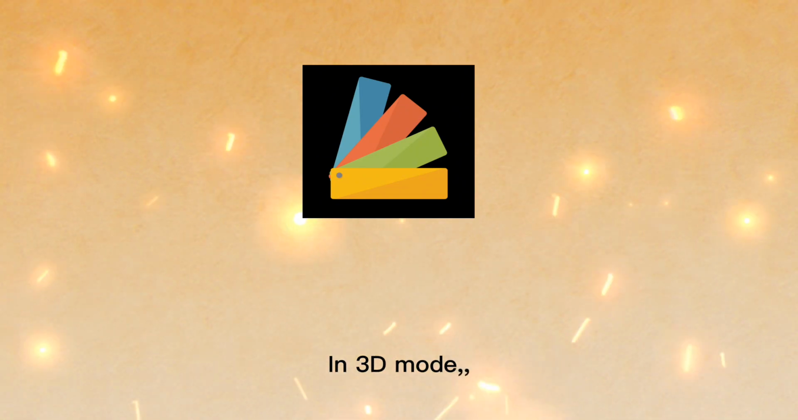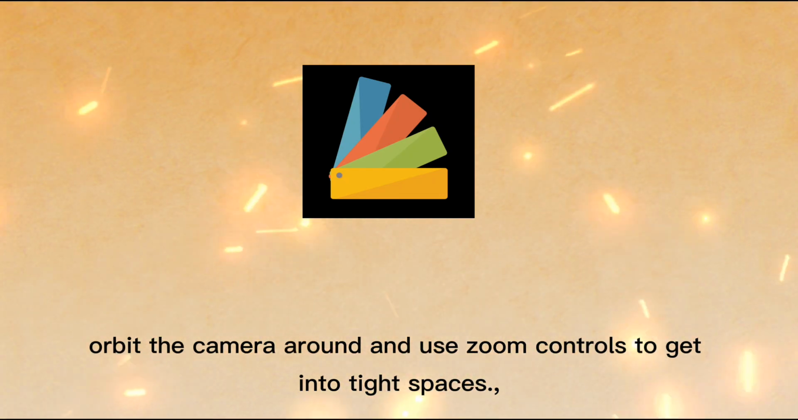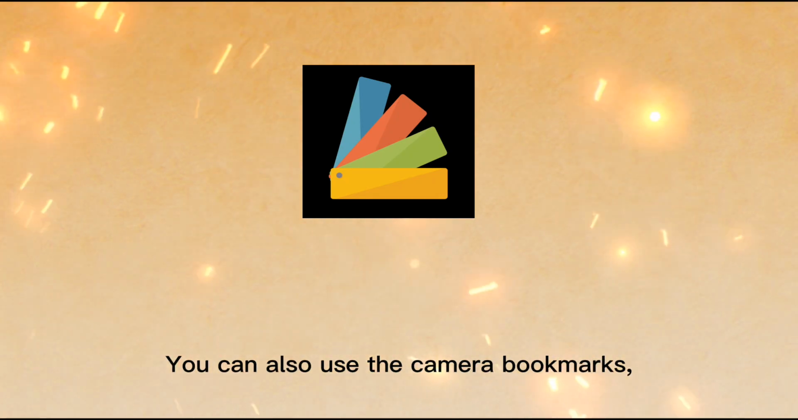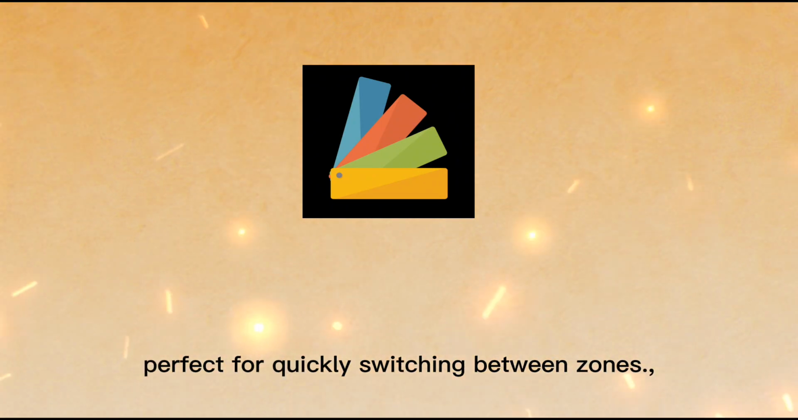In 3D mode, orbit the camera around and use zoom controls to get into tight spaces. You can also use the camera bookmarks feature to save views of specific rooms. Perfect for quickly switching between zones.